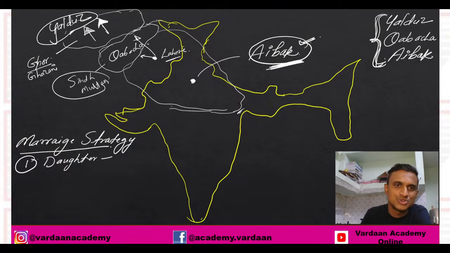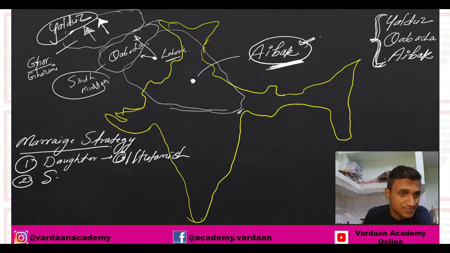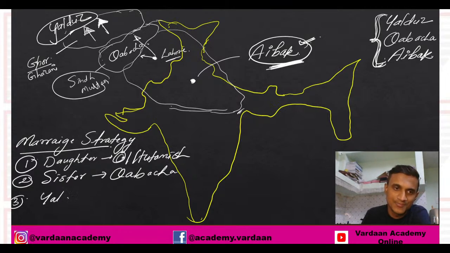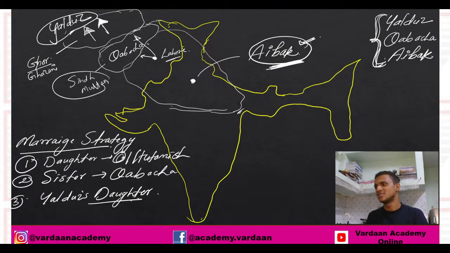He married his daughter to Kabacha. Yes, he married his daughter to, no, not Kabacha. He married his daughter to Iltutamish. Okay, he married his sister to Kabacha. And he himself married Yalduz's daughter. He himself married Yalduz's daughter. So you can see what's happening here. His own daughter he married to Iltutamish, who at the time was in Delhi and those regions, and he married his sister to Kabacha.